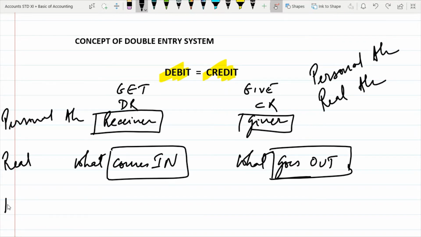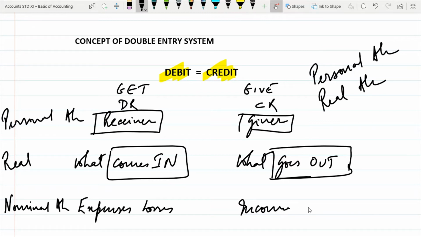For nominal account, you will have to remember the rule. So for nominal account, what is it? Debit expenses or losses, credit income or gains. So very important thing here now with respect to the concept of double entry system, we have something called debit and credit, and they both are equal for every transaction. Okay, and the next thing here is you'll have to remember these golden rules.